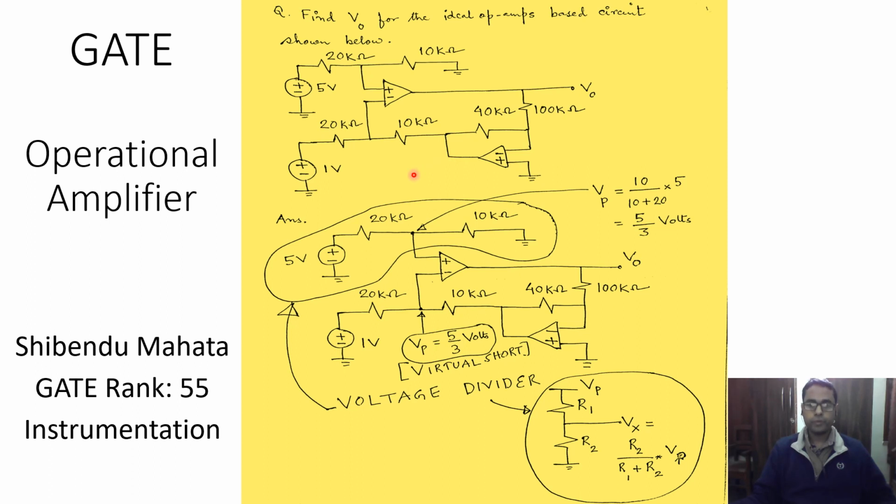Here is another practice problem on operational amplifier for GATE. So we have to find out the output voltage assuming that both these op amps are ideal in nature.